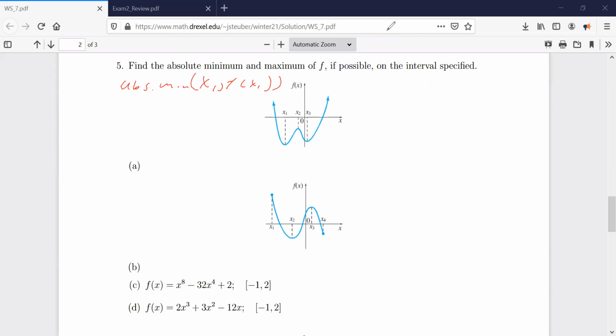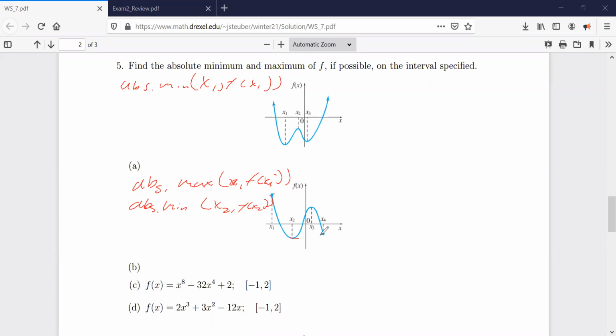Cool. Something similar is happening here, but we have endpoints and we have a closed bound and it's continuous. If you're continuous on a closed bound, you are guaranteed to have at least one absolute max and min. So here, pretty clearly, absolute max at x1, f of x1, right? Then it looks like my absolute min is going to be at x2, f of x2.